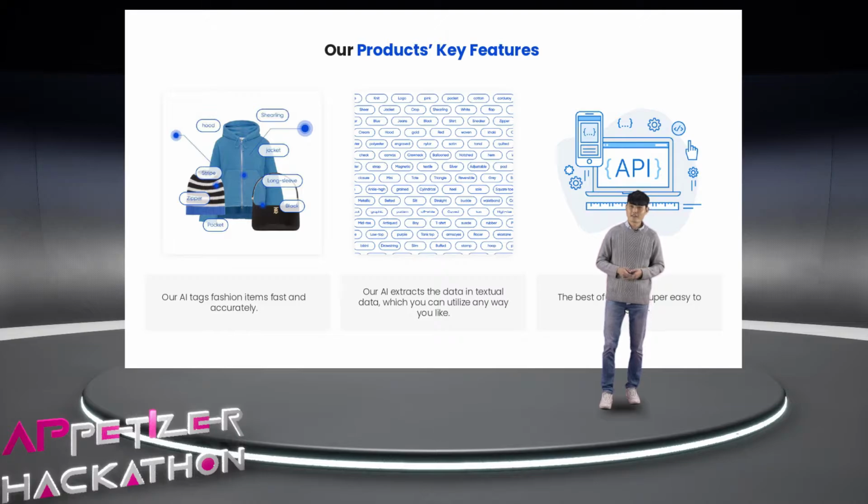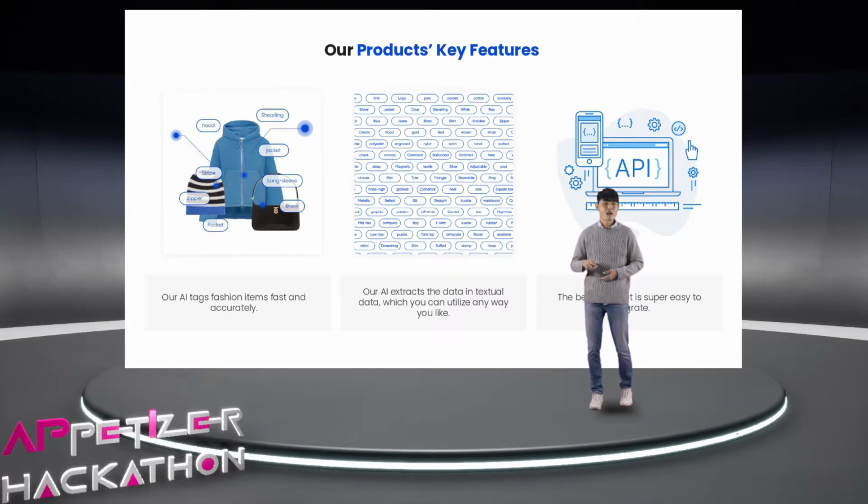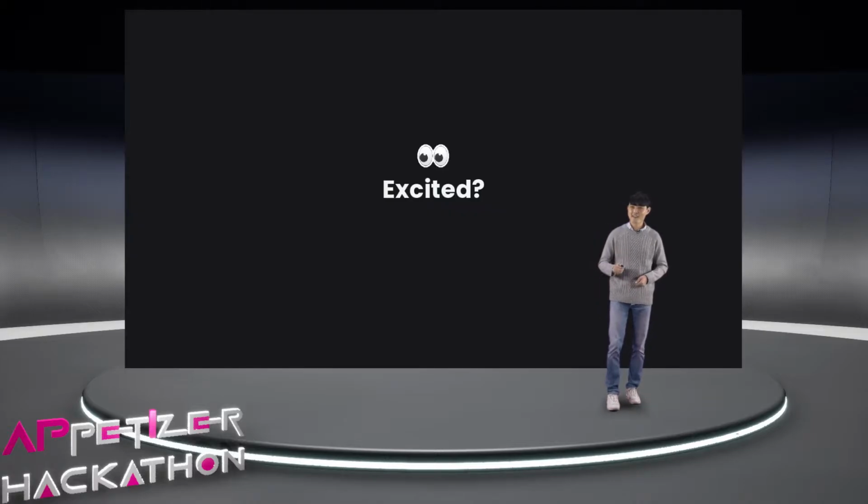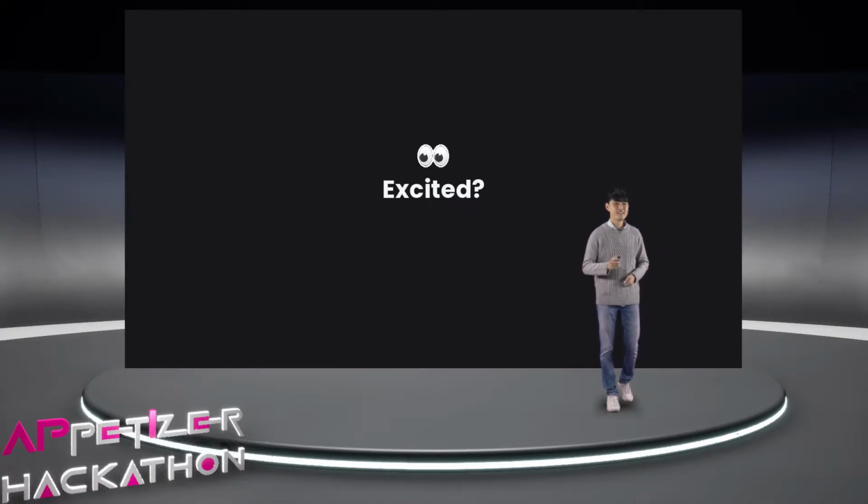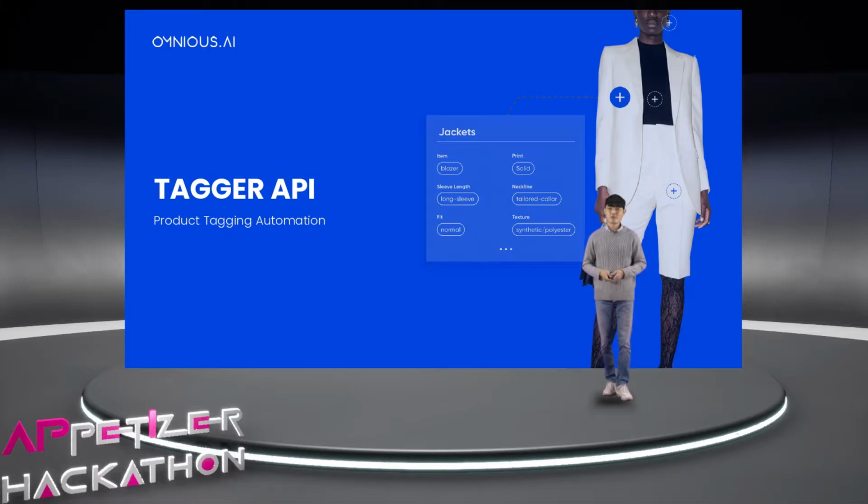Now, these are our product's key features. First, our AI tags the fashion items fast and accurately. Second, our AI extracts the data in textual form, which you can utilize any way you like. And the best of it all, it's super easy to integrate. Are you excited? All right, let's get into it. We'll show you a short video clip of Tagger before we get started.